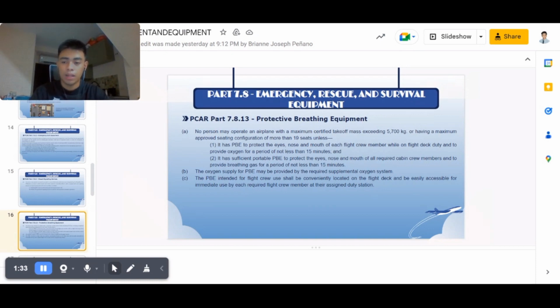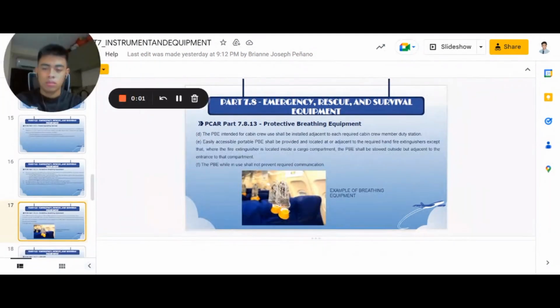Napaka-important talaga ng placement kahit sa anong bagay, and especially safety procedures. So the next one is the PPE intended for the cabin crew usually be installed adjacent. So as much as possible, yung gamit ng ating cabin crew is dapat malapit lang sa kanila since syempre para mas madali nila makuha hindi na sila mag-panic if ever kailanganin na. The next one is dapat adjacent rin siya near fire extinguishers or kapag nasa loob ng cargo compartment yung fire extinguishers natin, dapat naka-stowed outside pero adjacent pa rin sa entrance.